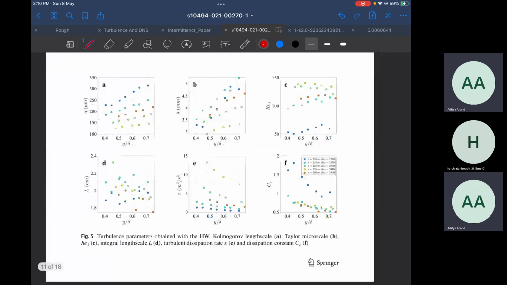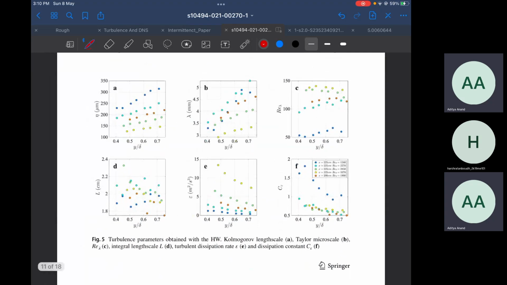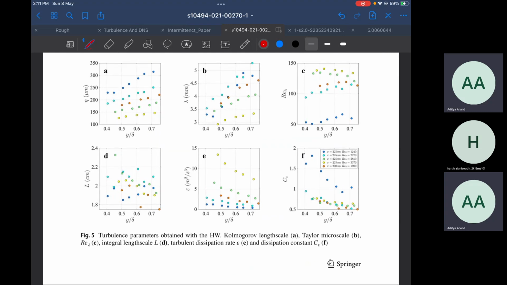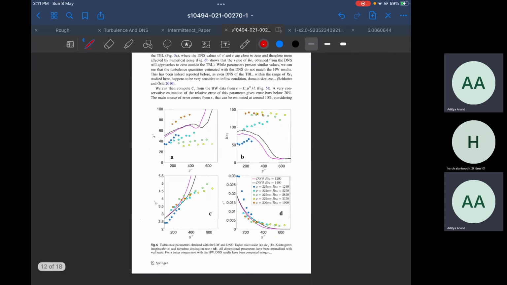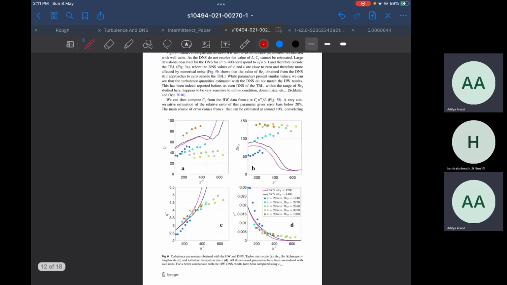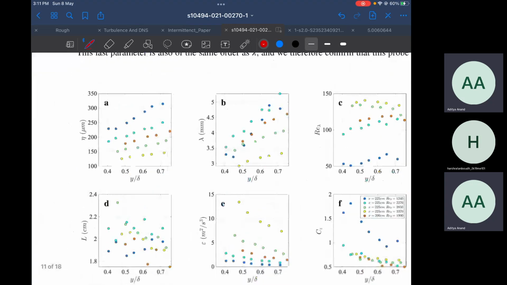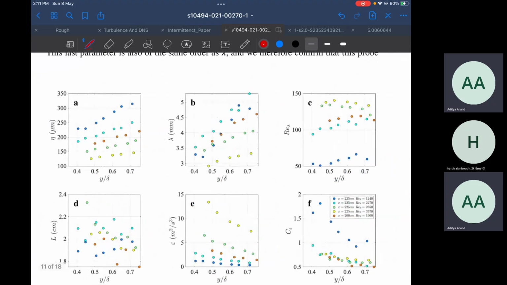So on to the results. Okay, so they have plotted all these things for the DNS and the experimental plots as well. So I think these are for the experimental data, and this here is for DNS. So for the experimental data, they have plotted the Kolmogorov length scale, the Taylor's microscale. This is something that I have not told you about, but this is a scale that is derived from autocorrelation curves. Reynolds number based on lambda.